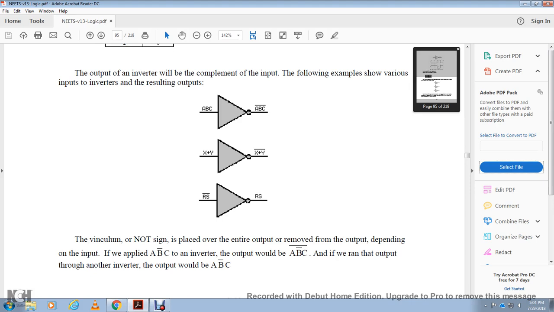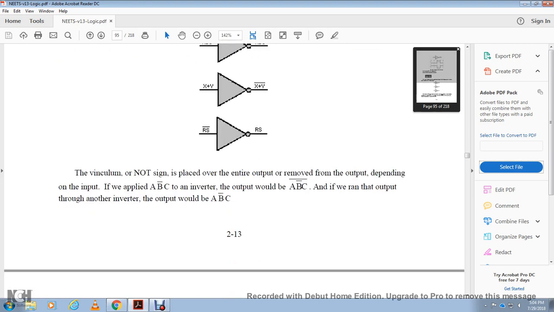When you apply the A overscore B to the input of the inverter, the output would be overscore A overscore double overscore B overscore C. If you run the output through another inverter, the output would be A overscore B plus C.